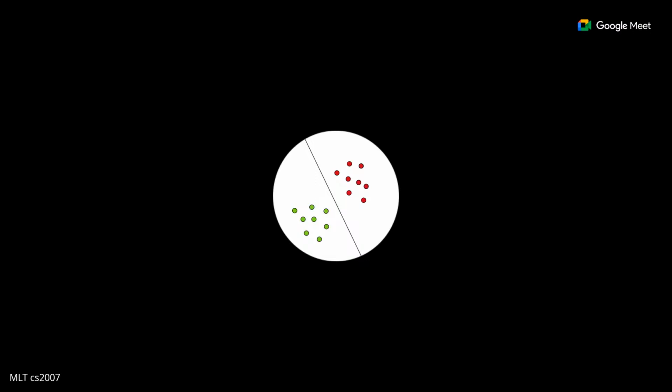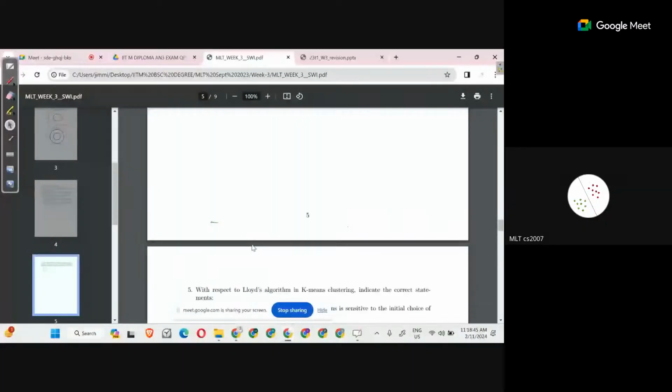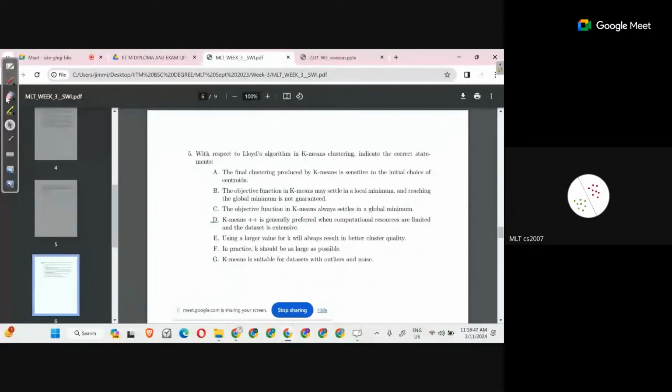Let's move to the next question. The fifth question is again with respect to Lloyd's algorithm in K-means clustering: indicate the correct statements. The final cluster produced by K-means is sensitive to the initial choice of centroid. We've seen this multiple times, so this one is correct. The objective function in K-means may settle in a local minimum; reaching the global minimum is not guaranteed. This one is also correct. The objective function in K-means will always settle into the global minimum. That is wrong.